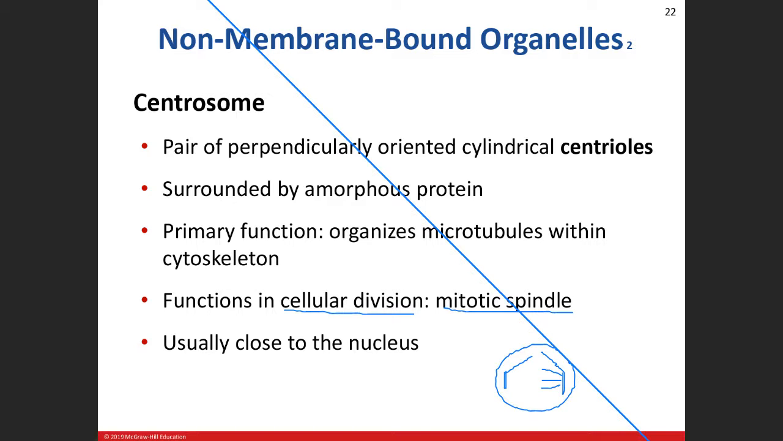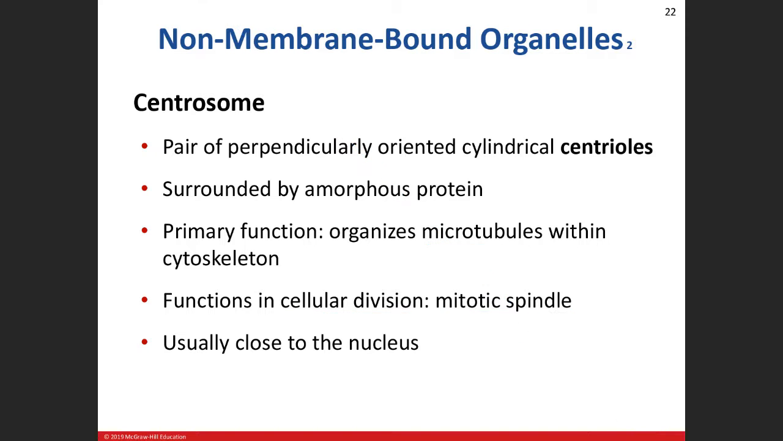Think of it like fingers. Basically what they're going to do is grab onto the stuff at the center of the cell and then pull the cell apart. Literally kind of just tears it in half. So these little fingers are what we call microtubules. And it's those microtubules that help to pull the cell in half to make two new cells. So an important role of the centrosomes is going to be cell division.